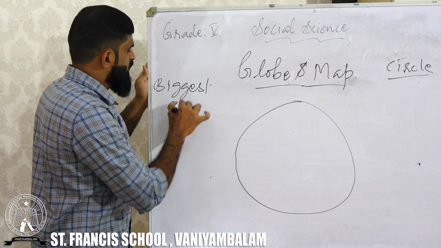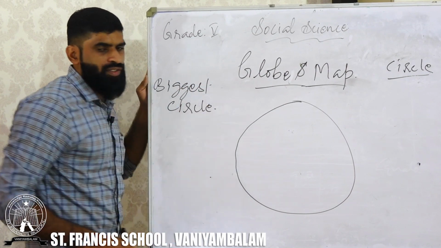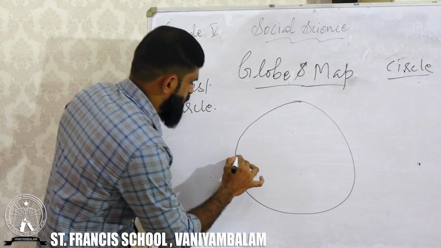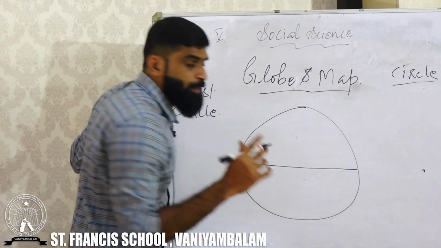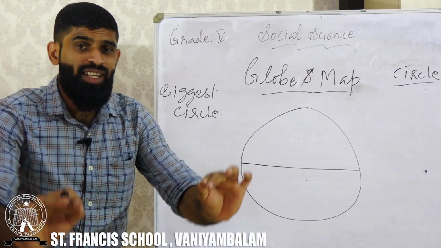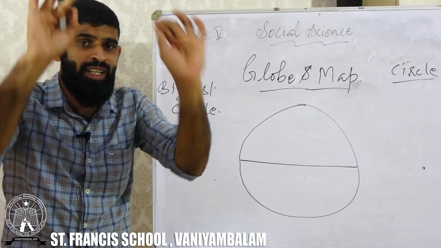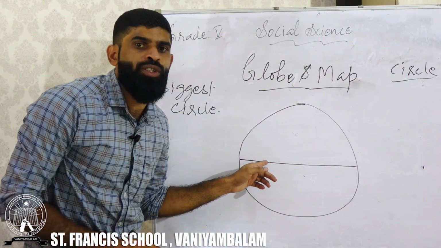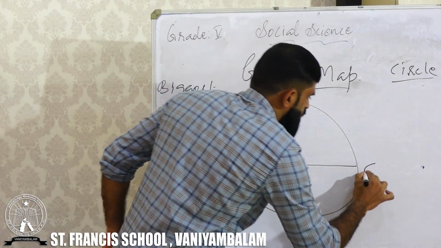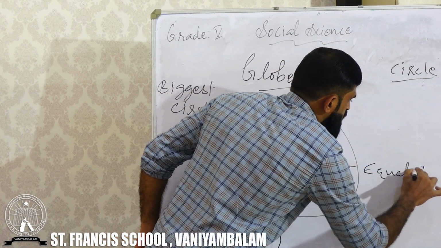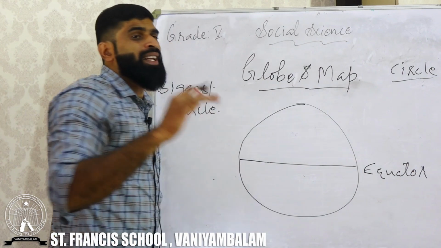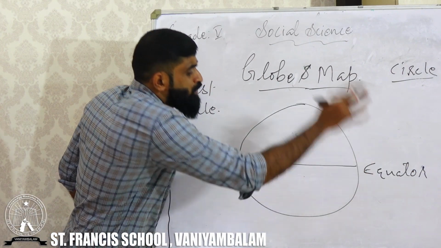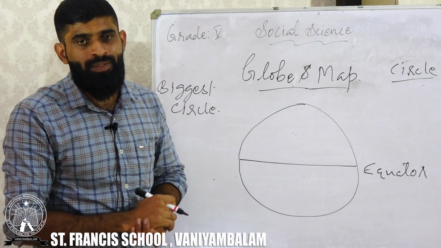The biggest circle on the earth's surface, what is that? Guess. Equator. The biggest circle, or the biggest parallel, or the biggest latitude, is none other than the Equator. The equator is called the biggest circle only because it has been drawn through the middle part of the earth.